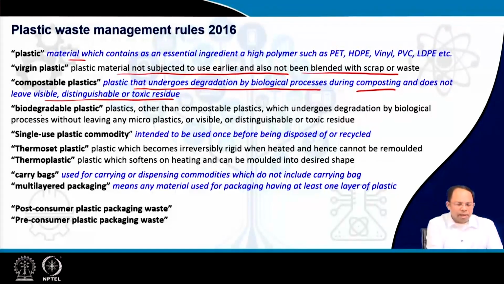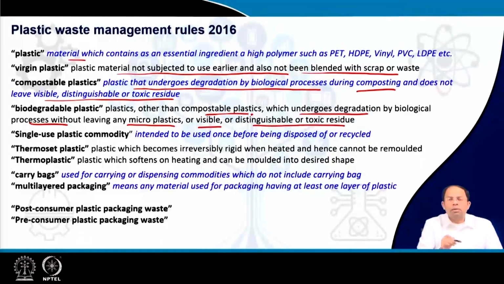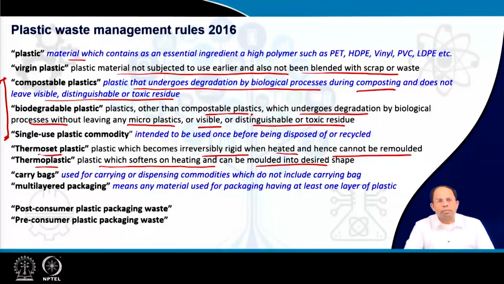Then there is biodegradable plastic, which is plastic other than compostable plastic, but which also undergoes degradation by biological processes without leaving any microplastic or visible or distinguishable toxic residue. So both these two kinds of plastic are sustainable, we can use them and then allow them to degrade. Then thermoset and thermoplastic, we have discussed earlier. Thermoset is plastic which becomes irreversibly rigid when heated and hence cannot be remolded further. Thermoplastic is plastic which softens on heating and can be molded into desired shape.